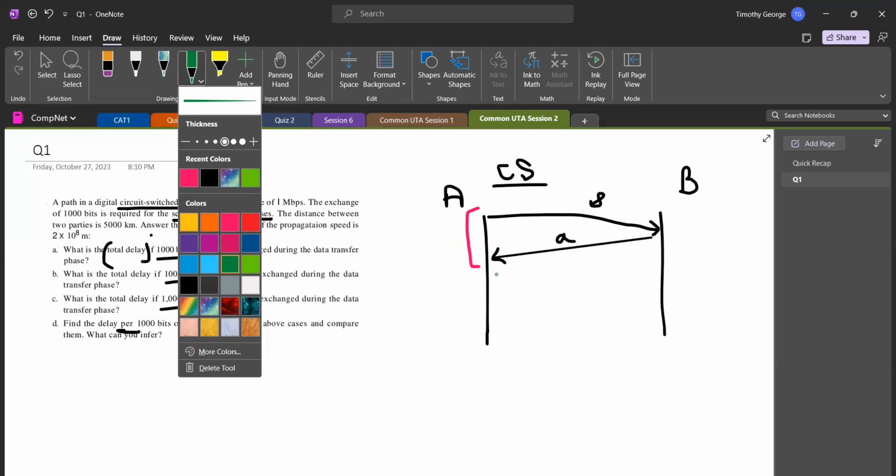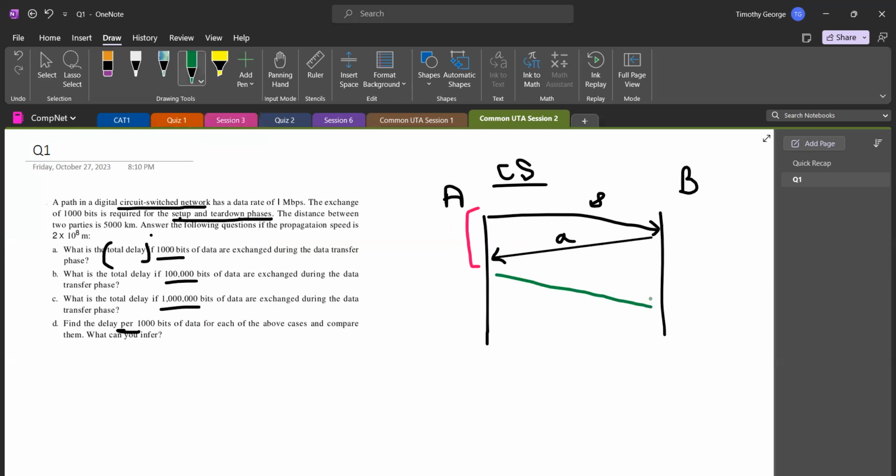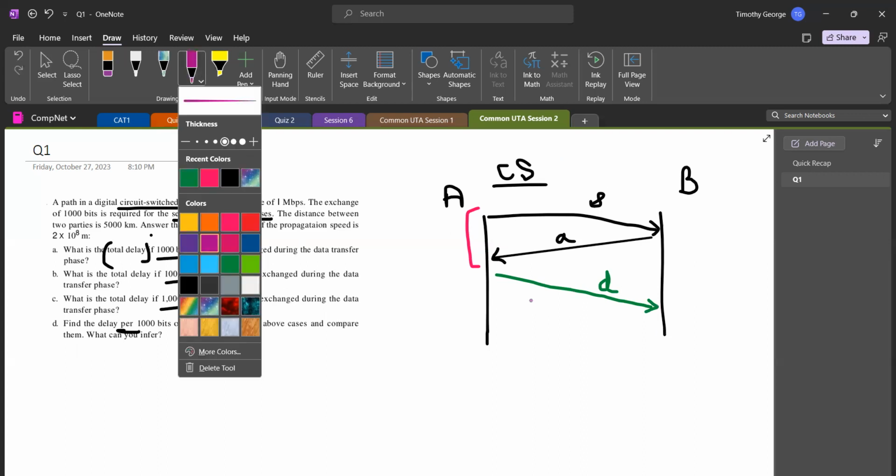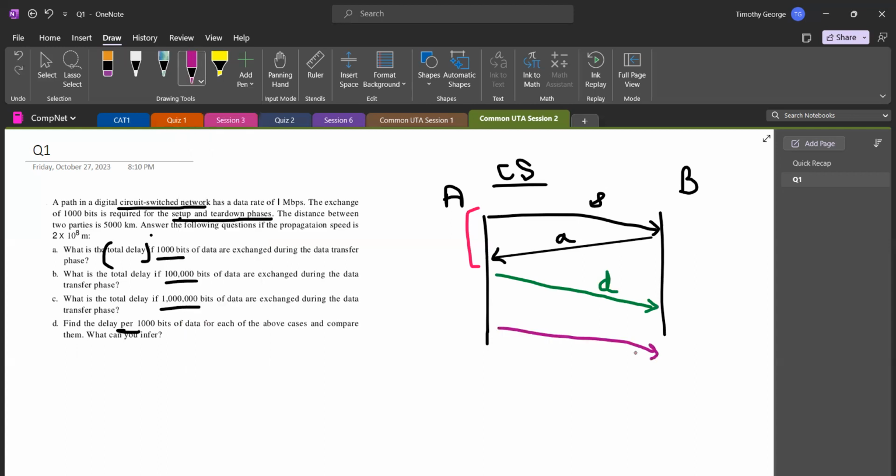And after that, you have another one, and this is the actual data transfer. Let me put that as D, data. Data transfer happens after the setup. And then once that is finished, the last phase is the teardown, T. And that's all.